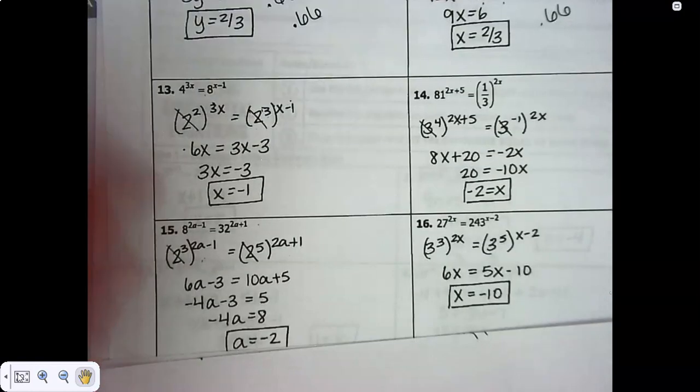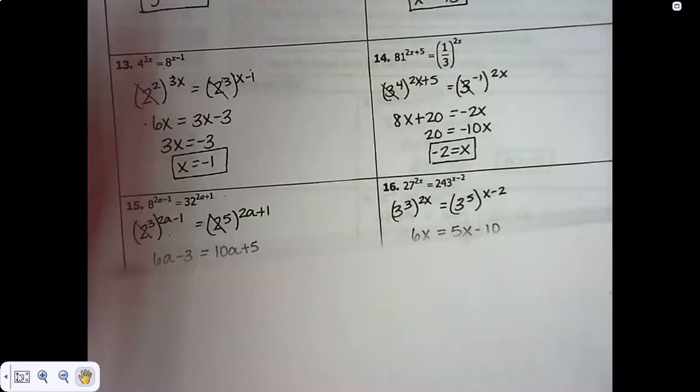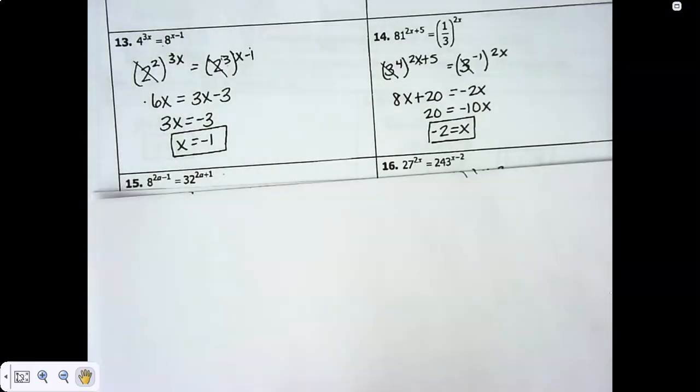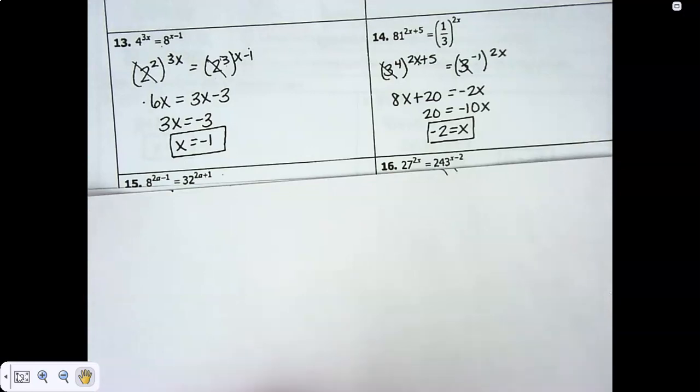Whoops, let me move it up a bit. For number 16, we have 27 to the 2x equals 243 to the x minus 2. 27 is not an even number.